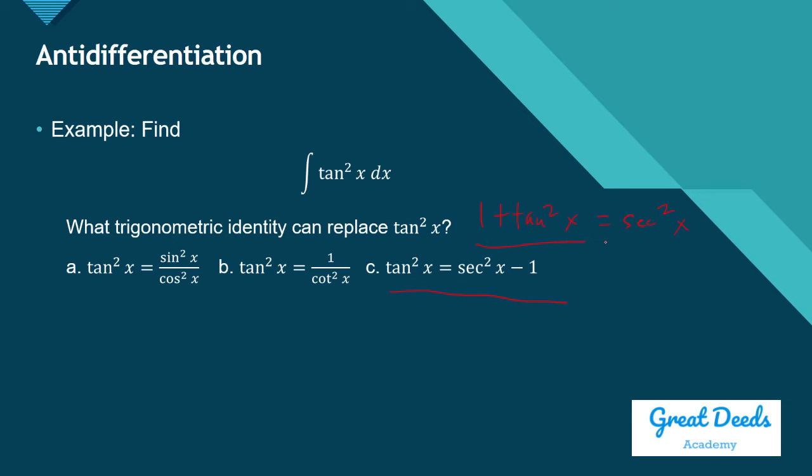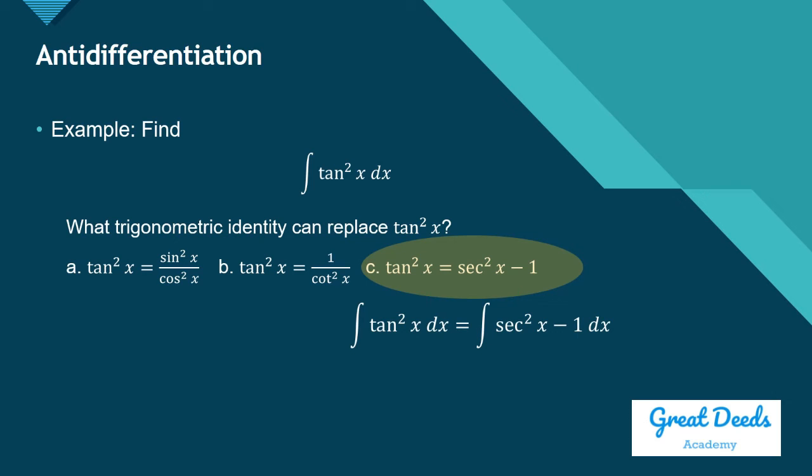Okay, this identity is often written in this way. But we can use this, okay? So this means we can replace the square of tangent of x by the integral of the square of secant of x minus 1. Okay, so we will work on this.